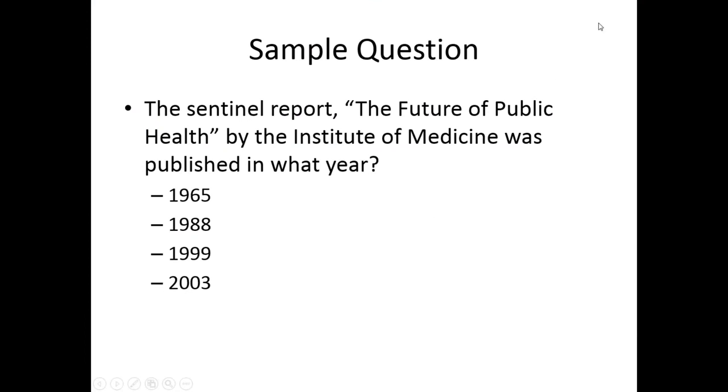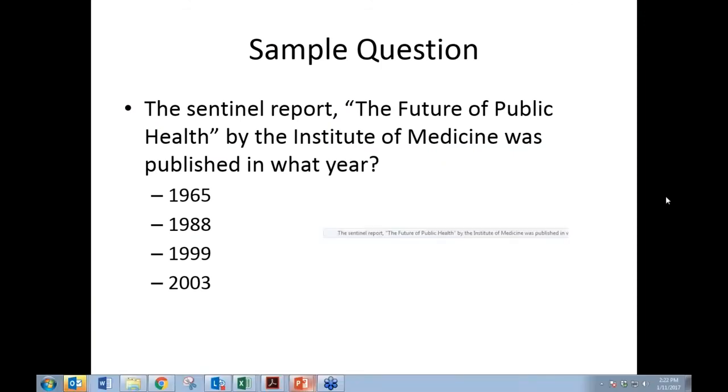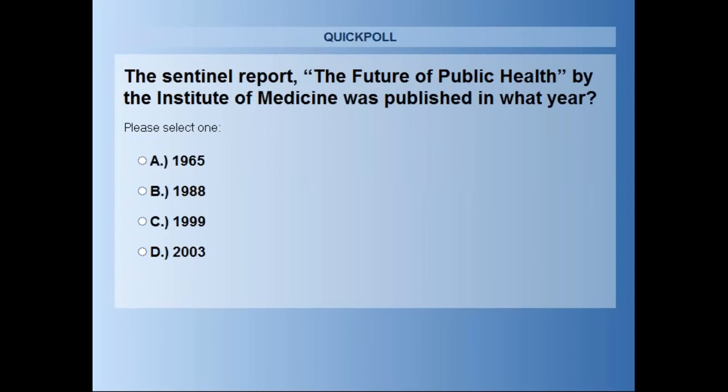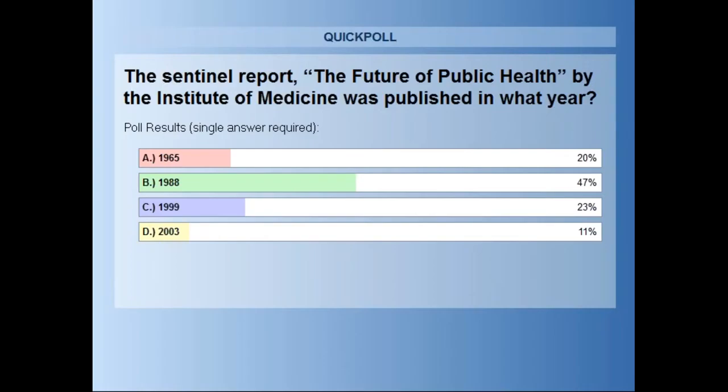Okay. The Sentinel Report, The Future of Public Health by the Institute of Medicine, was published in what year? 1965, 1988, 1999, or 2003. You can choose now.